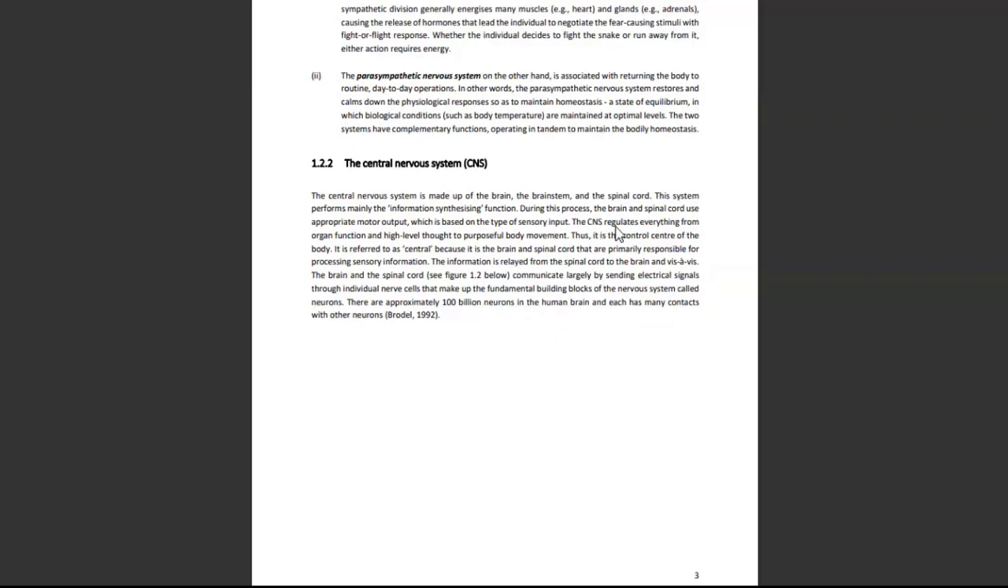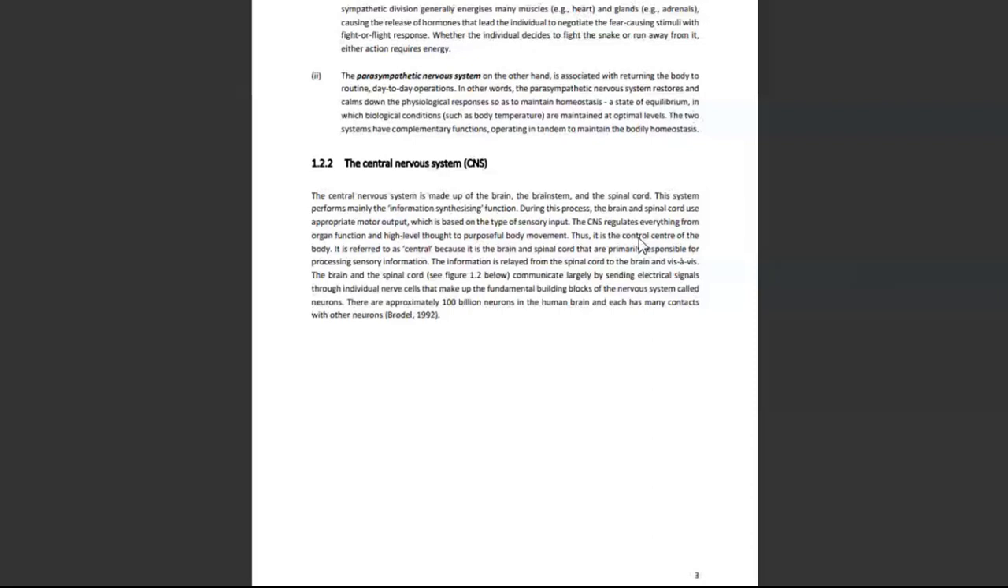The central nervous system regulates everything from organ function, and highlight this, to purposeful body movement. Let me repeat. The central nervous system regulates everything from organ function. The organs are inside, and the brain also is an organ. From high level thought to purposeful body movement. It is the control center of the body.